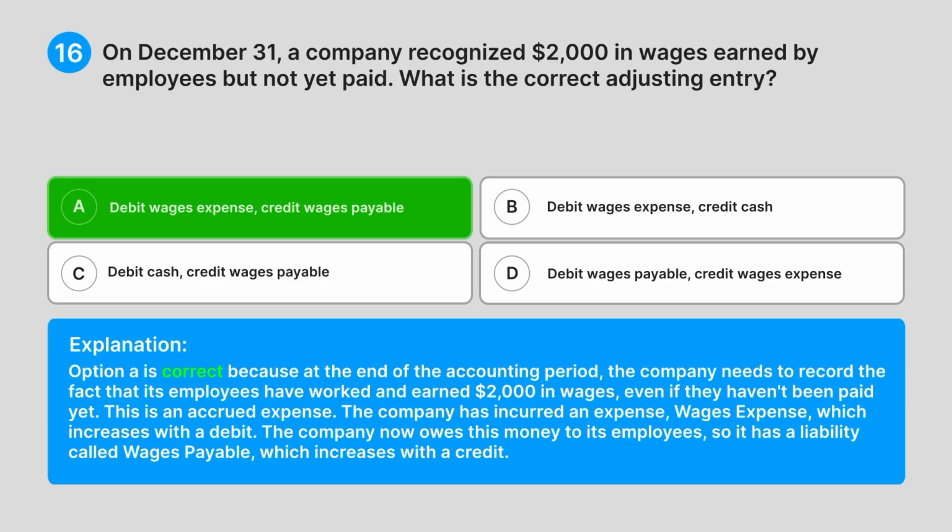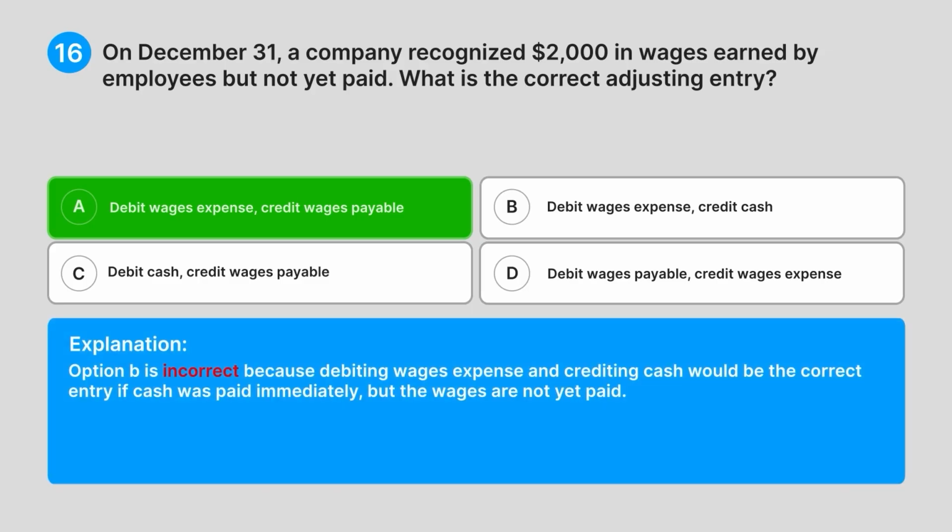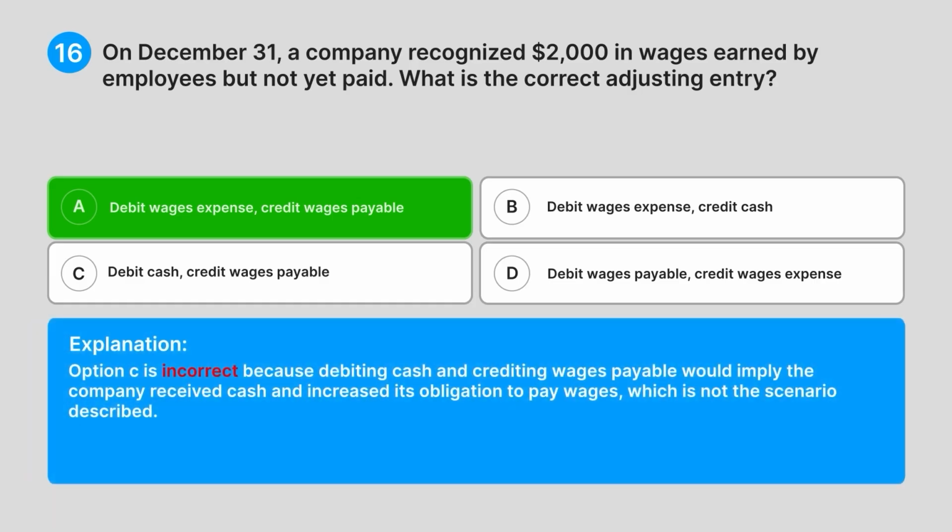The company has incurred an expense, wages expense, which increases with a debit. The company now owes this money to its employees, so it has a liability called wages payable, which increases with a credit. Option B is incorrect because debiting wages expense and crediting cash would be the correct entry if cash was paid immediately, but the wages are not yet paid.